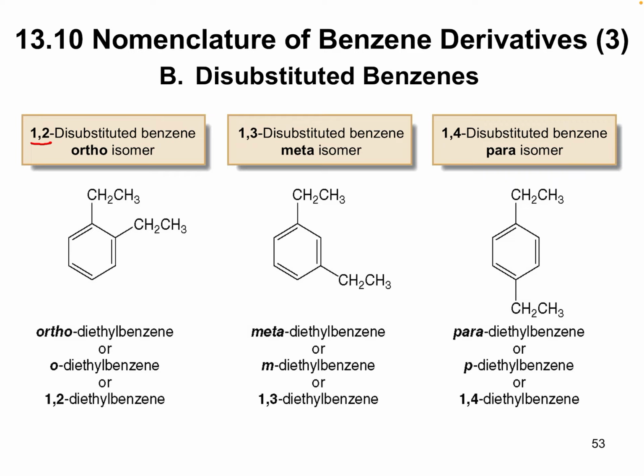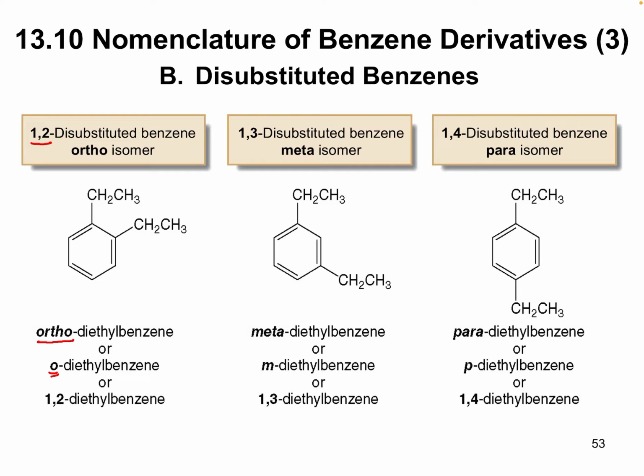a 1,2 di-substituted benzene, so 1,2-diethylbenzene in this case. Or we can talk about the relative positions of those two substituent groups by using the prefix ortho for that. So ortho literally means 1,2, all right? That's sometimes shortened to just the letter O.